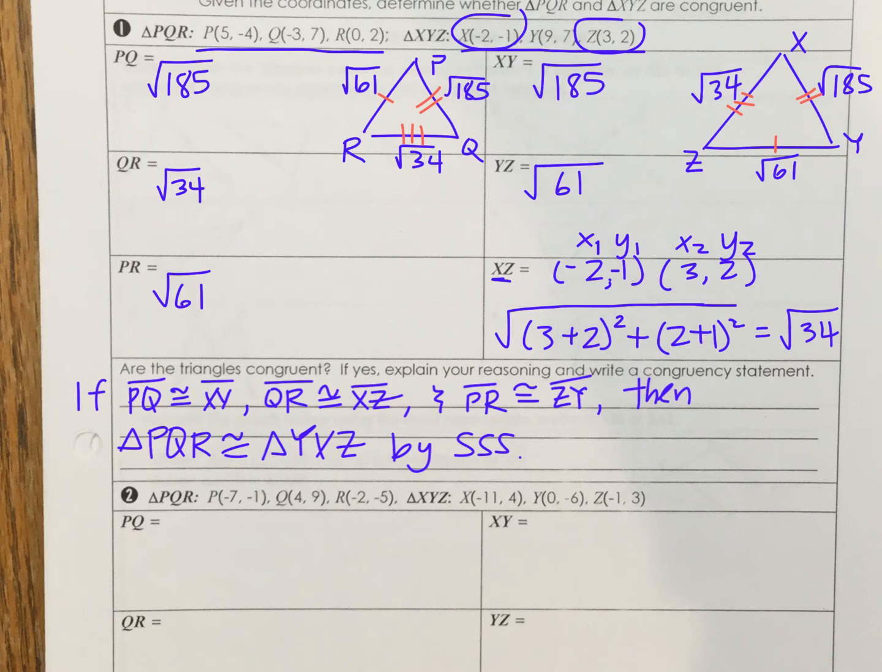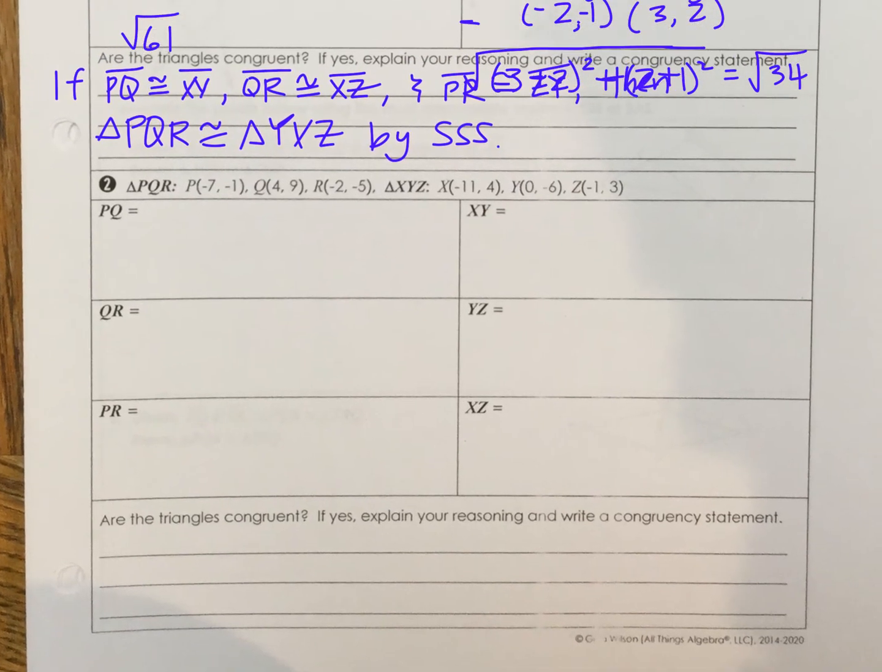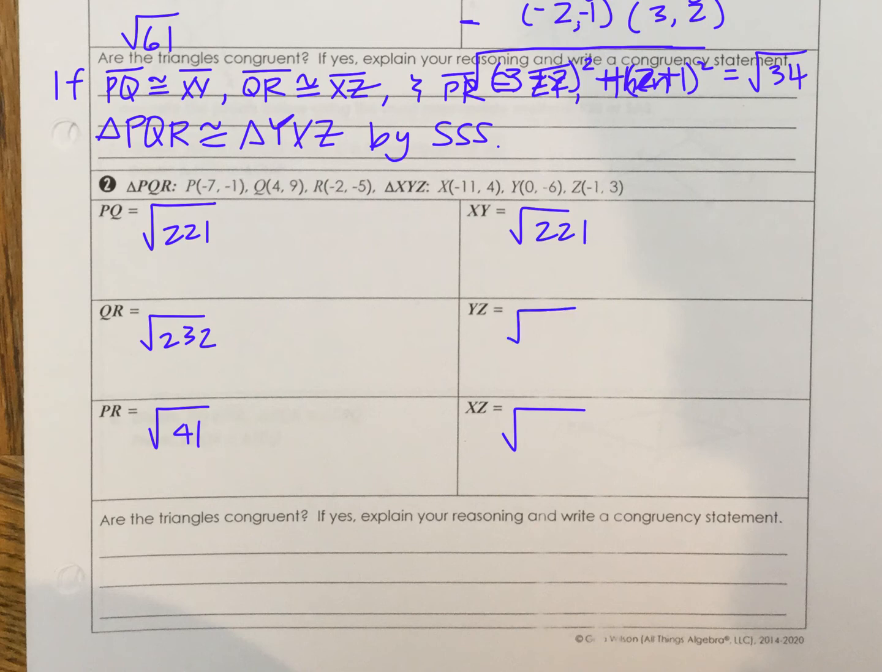So we're going to look at the next one. I'm going to go ahead and tell you the sides. Sorry, negatives. For the first triangle, the square root of 221, the square root of 233, the square root of 41. XY, I got the square root of 221. YZ, square root of 82. XZ, square root of 101.